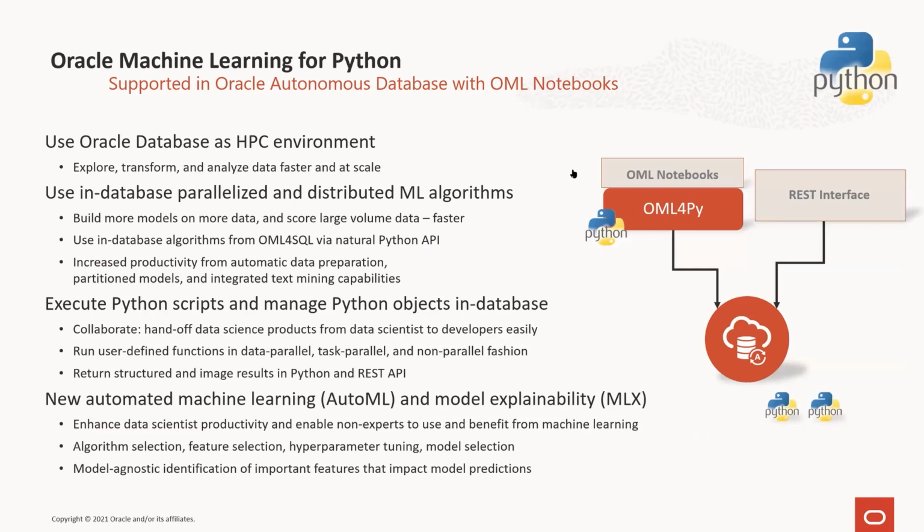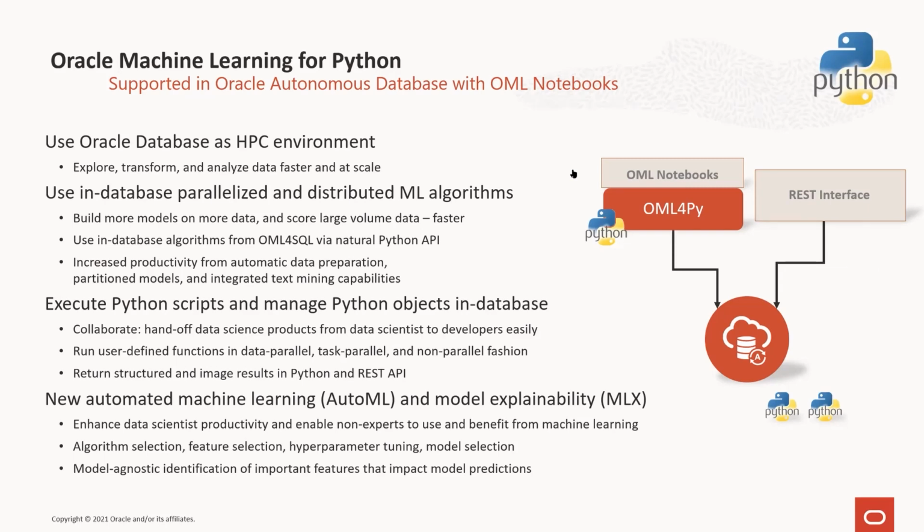So now let's focus on OML for Pi. Oracle Machine Learning for Python leverages the database as a high-performance computing environment, manipulating database tables and views through Pandas data frame proxy objects with overloaded functionality that is translated to SQL transparently behind the scenes. This enables exploring, transforming, and analyzing data faster and at scale by keeping data in the database, while allowing the use of familiar Python syntax to manipulate database data.